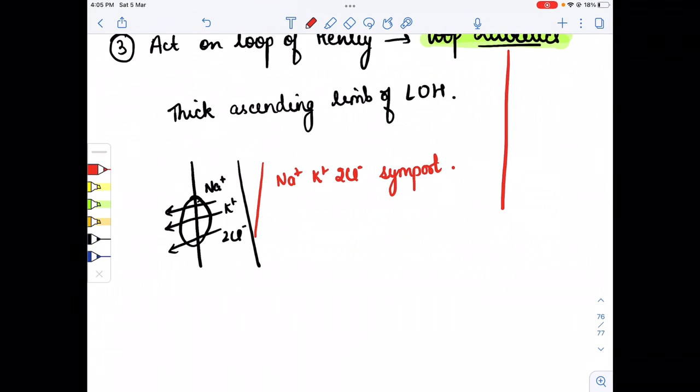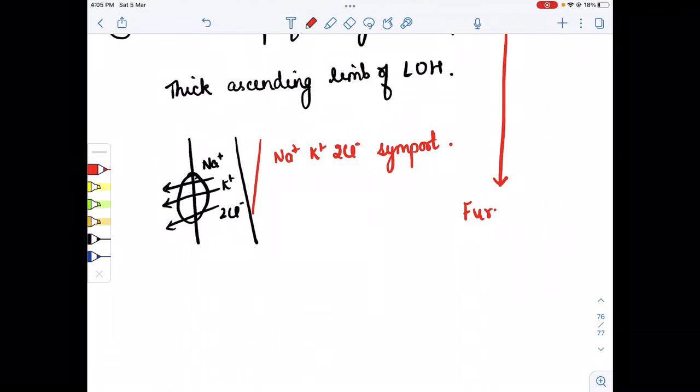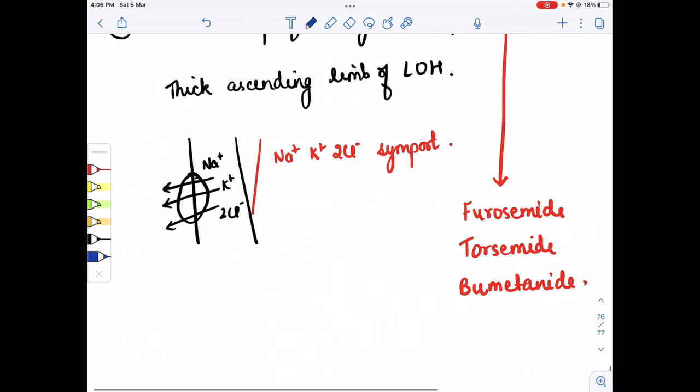The drugs included in loop diuretics are furosemide, torsemide, and the third one, bumetanide. So these drugs are the loop diuretics: furosemide, torsemide and bumetanide.